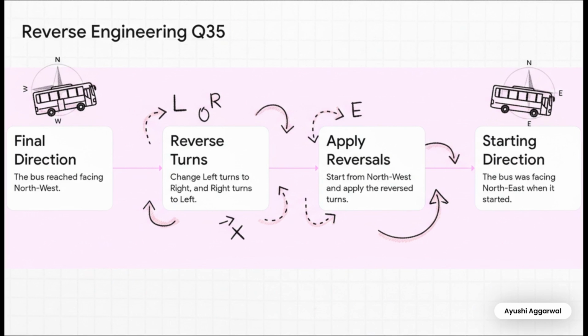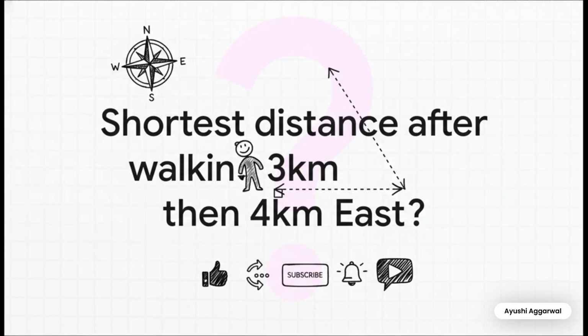The last turn was a left, so we reverse it to a right. The turn before that was a right, so we reverse it to a left. And the very first turn was a left, which we reverse to a right. When you apply these reverse turns starting from northwest, you'll find that when the bus started from home, it was facing northeast.